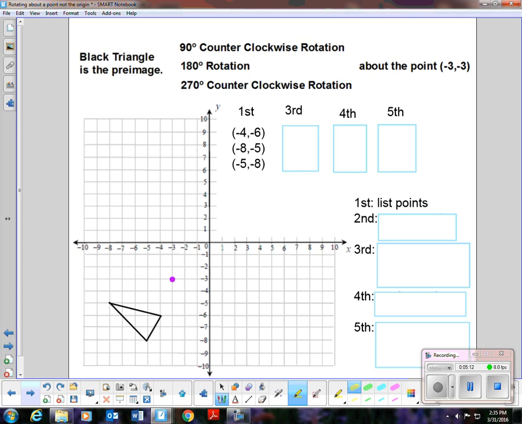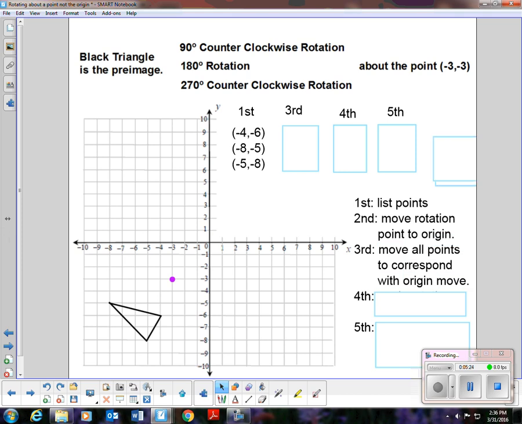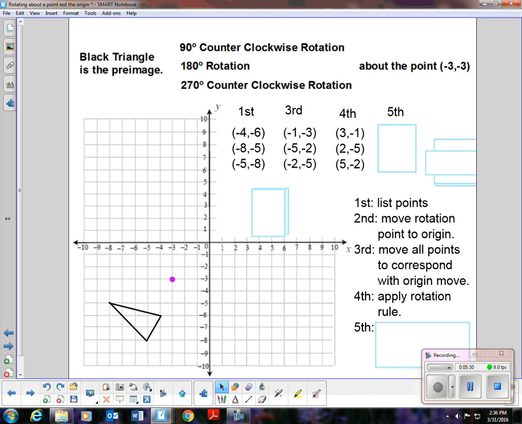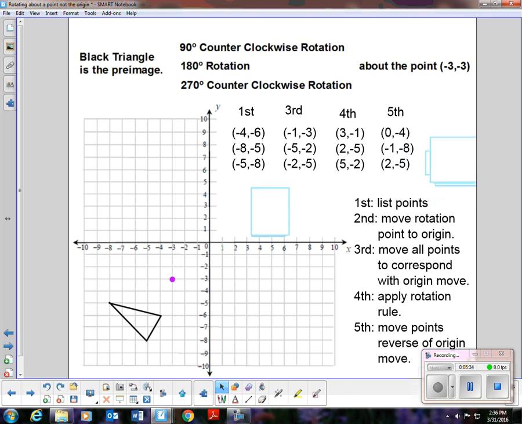First thing, we list our points. So we listed those points. All right, so here are my points. Move the points to the origin. So we moved all of our points, which was here. Then we did our motion rule. There was our motion rule. And then finally we shifted all the points back, and that's how we got our final answer.